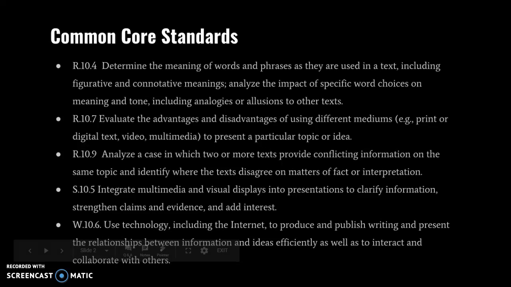First, I'm going to be asking my students to determine the meaning of words and phrases. Next, they will be able to evaluate the advantages and the disadvantages of using different things such as technology, text, videos, and multimedia, determining the best way that they can present a particular topic.